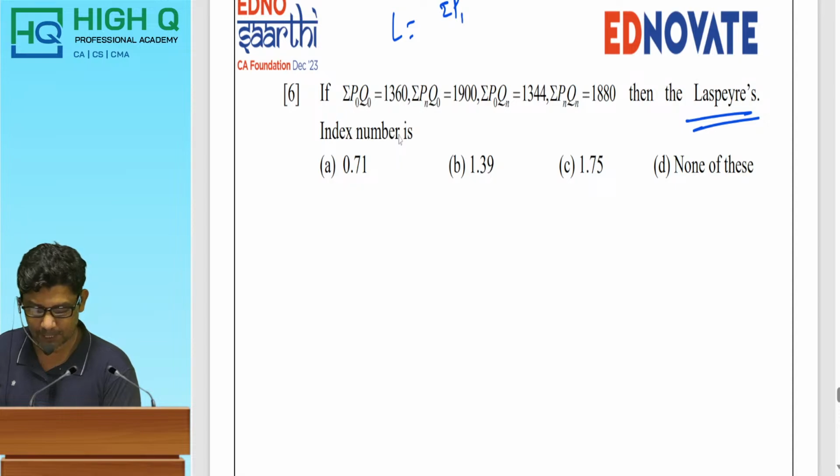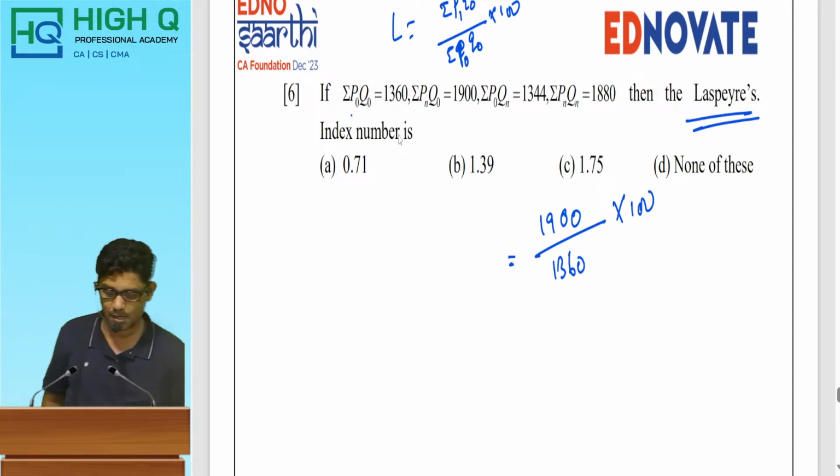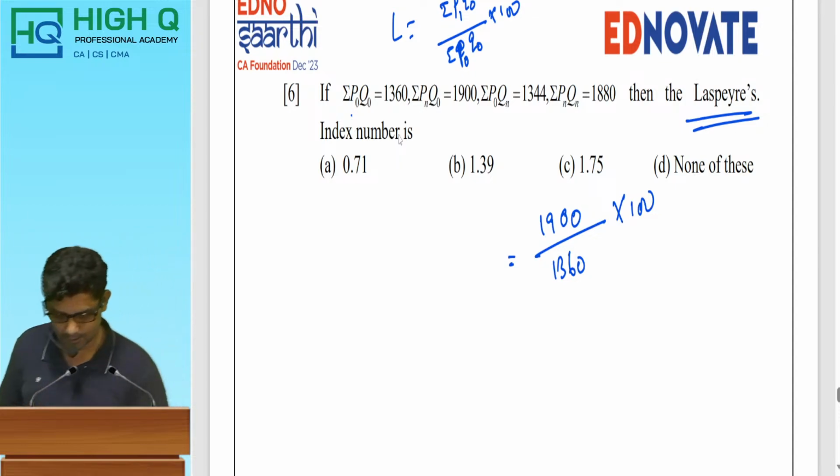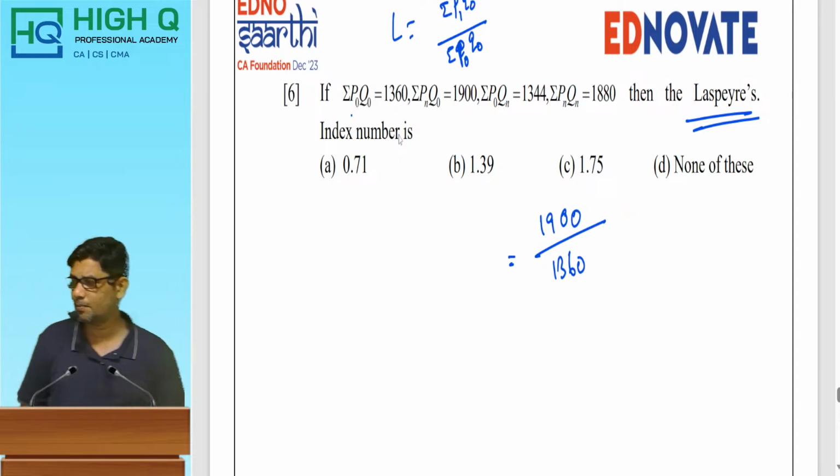Summation current year price into base year quantity, divided by base year price into base year quantity, into 100. So here simply, 1900 divided by 1360, into 100. That's it. What is the answer?